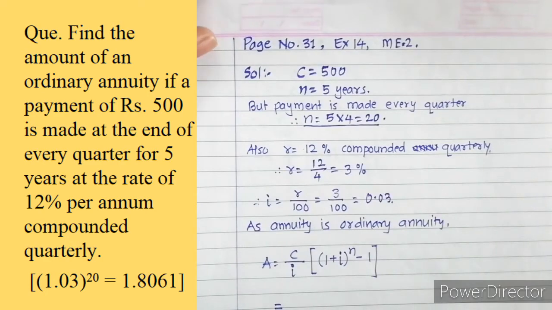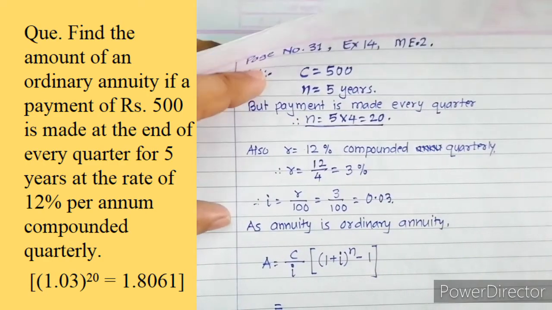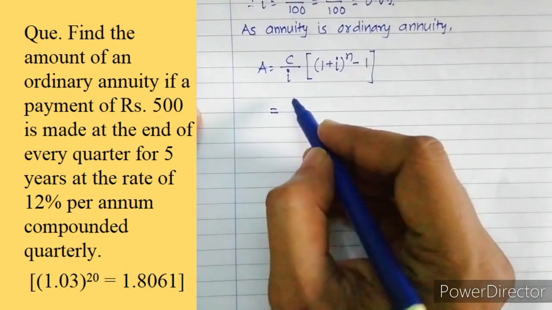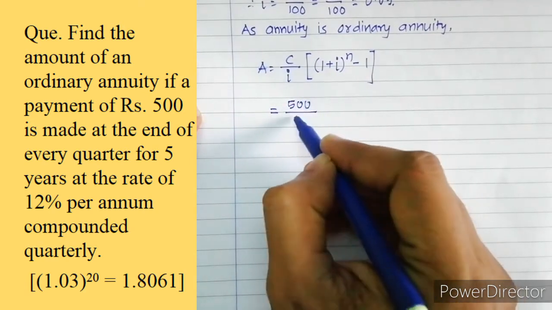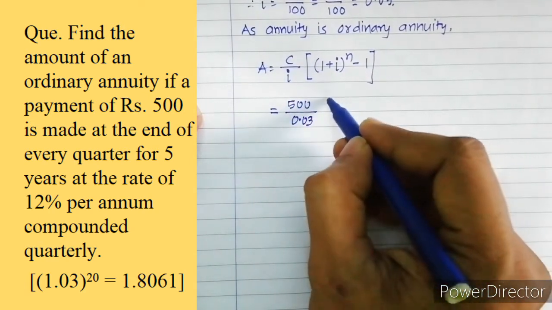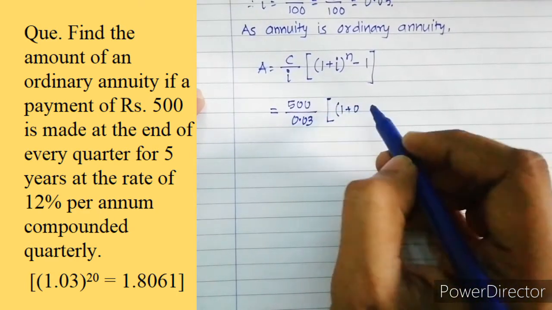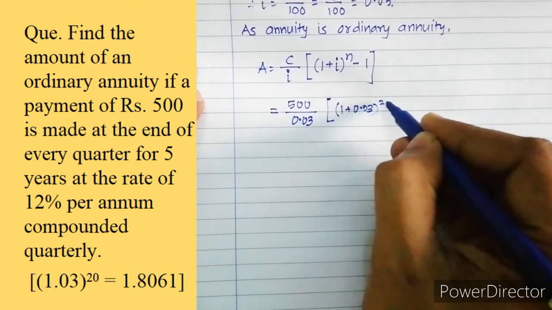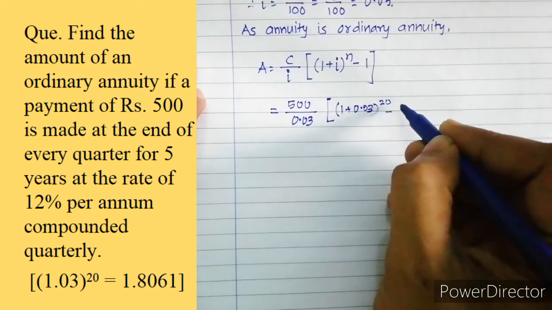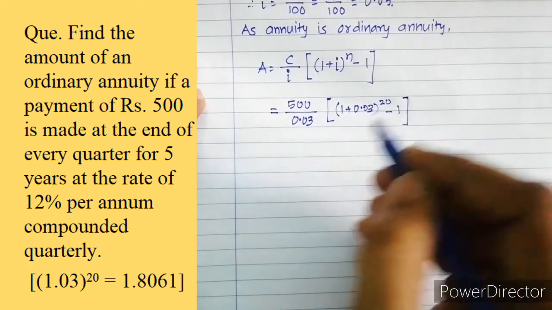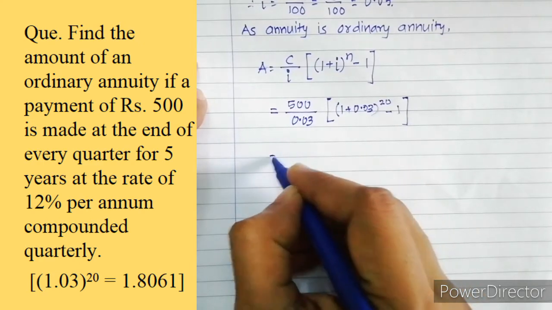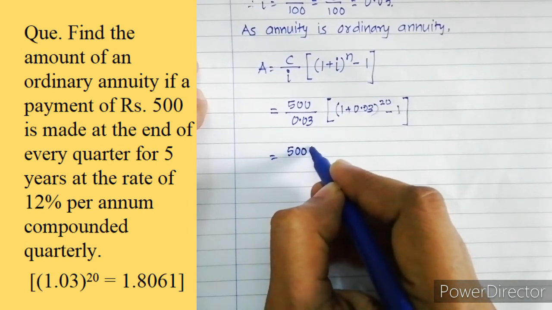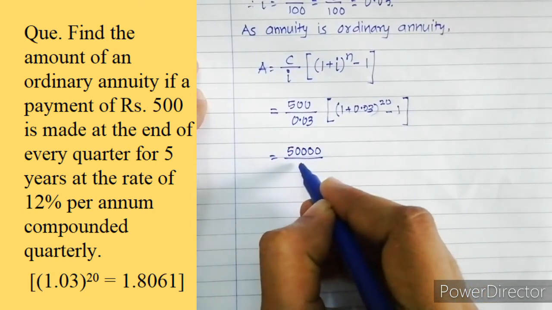Okay, so let us simplify further. C is 500 divided by 0.03, into bracket (1 plus 0.03) raised to 20, minus 1. So this is equal to, I am going to take 2 digits to the right. It means 500 becomes plus 2 zeros, so 50,000, and upon 3.